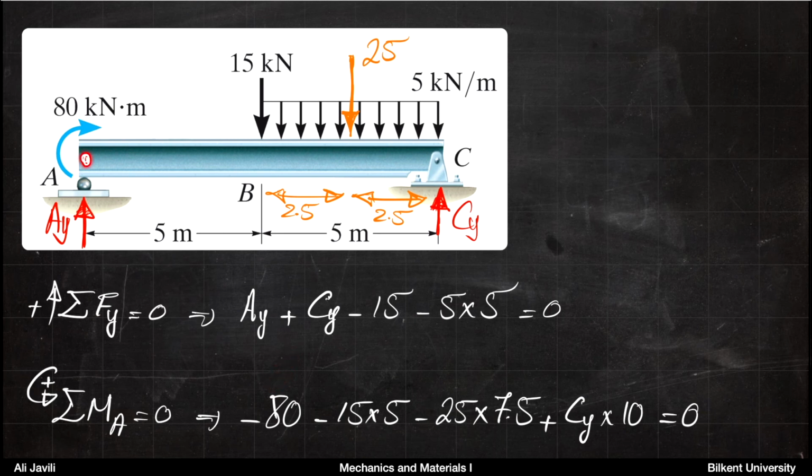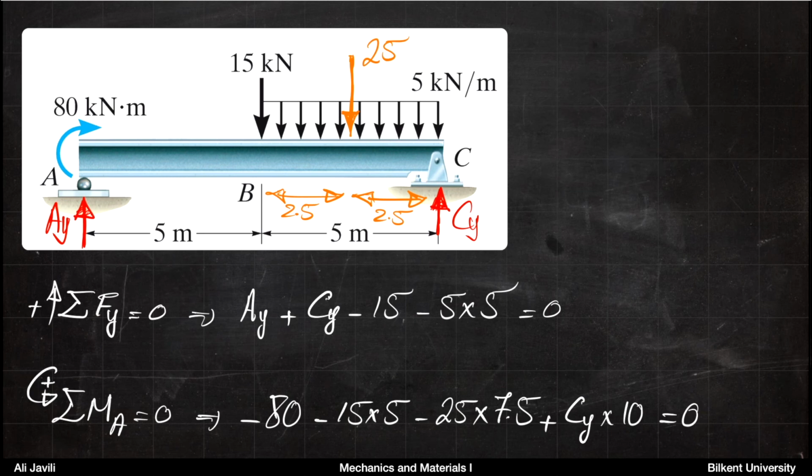Then with respect to point A, the distance of the 15 kilonewton force is 5 meters, and it will cause a moment that is clockwise. So you get minus 15 times 5. Again, this is kilonewton and meter, so the units should be coherent and consistent.